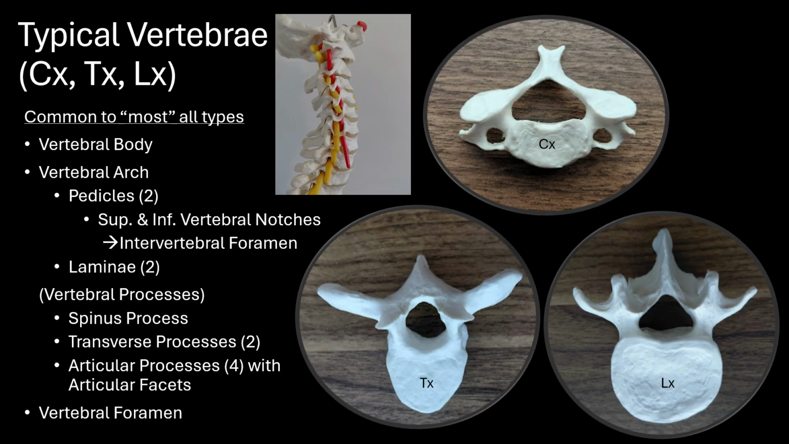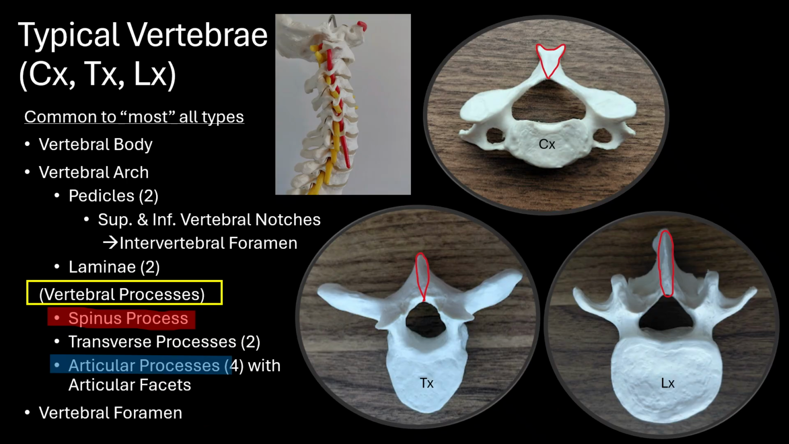The next group I have labeled as vertebral processes, and these are actually part of the vertebral arch. They're just extensions of them. Now there's going to be a single spinous process at the junction of the laminae. In the cervical spine, they're bifid or forked. In the thoracic, they are long and pointy. And in the lumbar spine, they're hatchet-shaped.